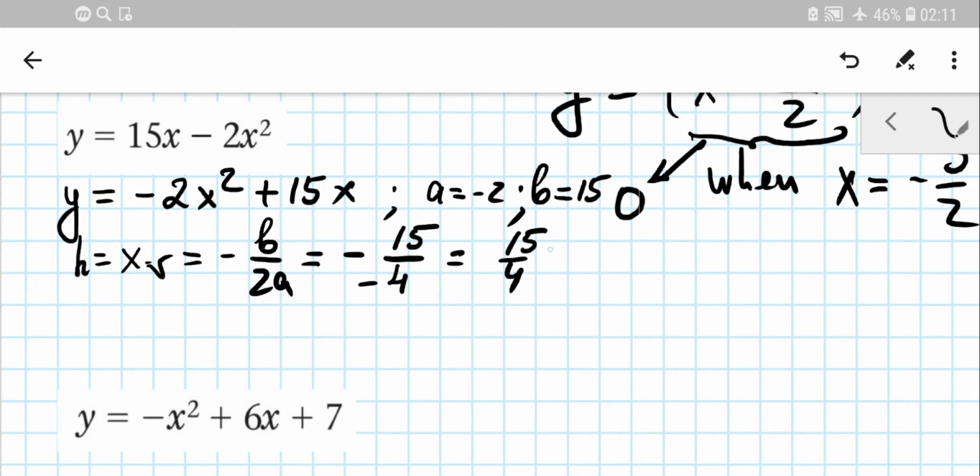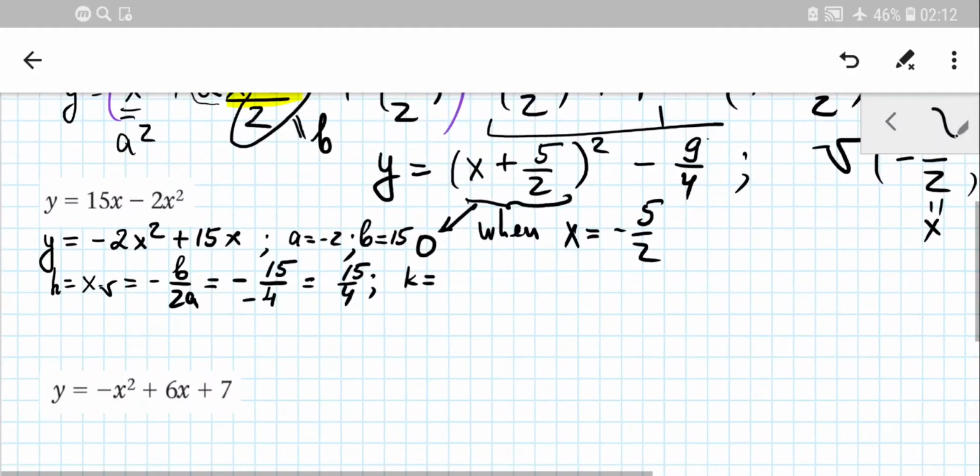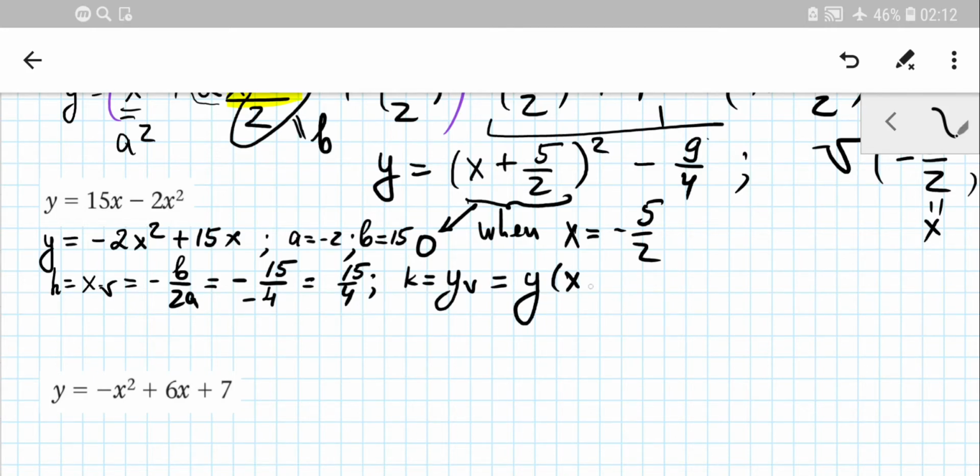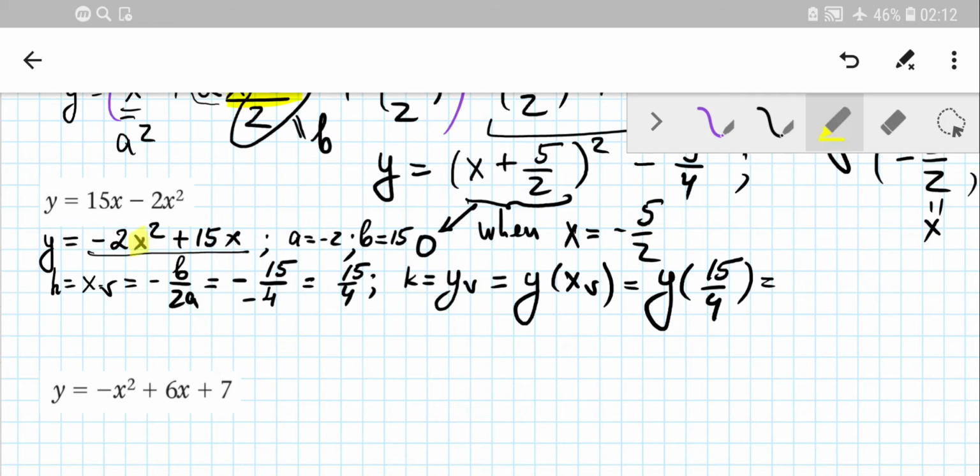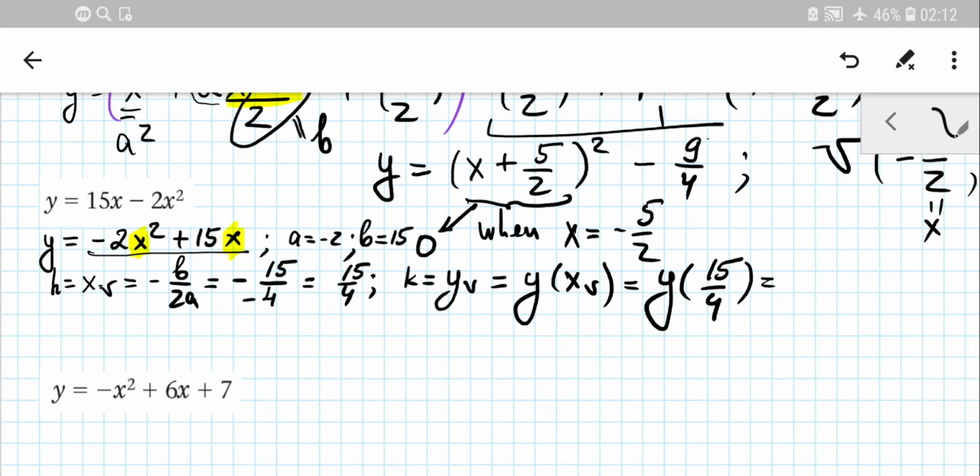All right, so next I need to calculate the k value. So how do we calculate k? k is the y vertex, right? And the y vertex is simply your function evaluated at the x vertex. In our case, the x vertex is 15/4. If you plug 15/4 into the formula instead of each x, we get the following. All right, I'll use my calculator to do that quickly.